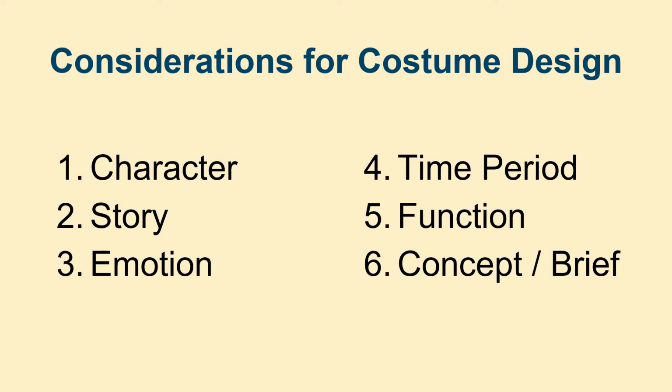So, what do we have to think about? We have to think about the character. We have to think about the story or the storyline. We've got to think about the emotion that we want to portray, the time period, the function of the character, and the concept of the piece or the brief. So those 6 things.